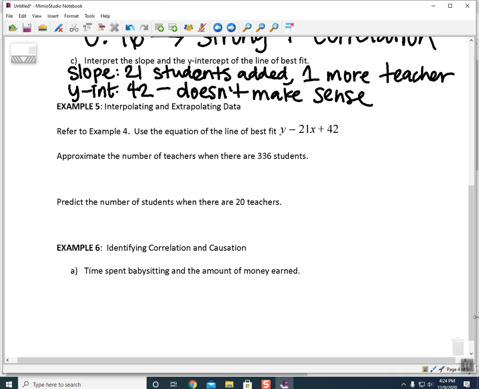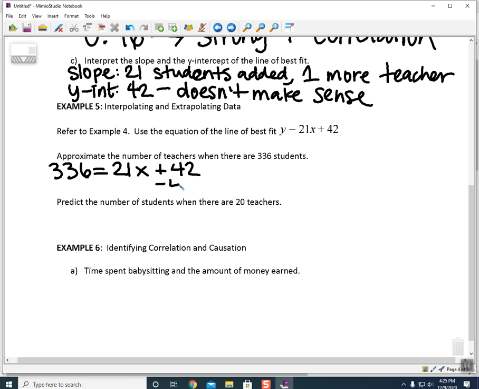So now we're gonna interpolate and extrapolate data. Interpolation means that we're going to look on the interior. We're gonna estimate with things that we have been given. Extrapolate means we're gonna predict what's going to happen later. So when there are 336 students, well, I know that students is y. How many teachers am I going to need? So 336 equals 21x plus 42. Now I know I just need to solve for x.